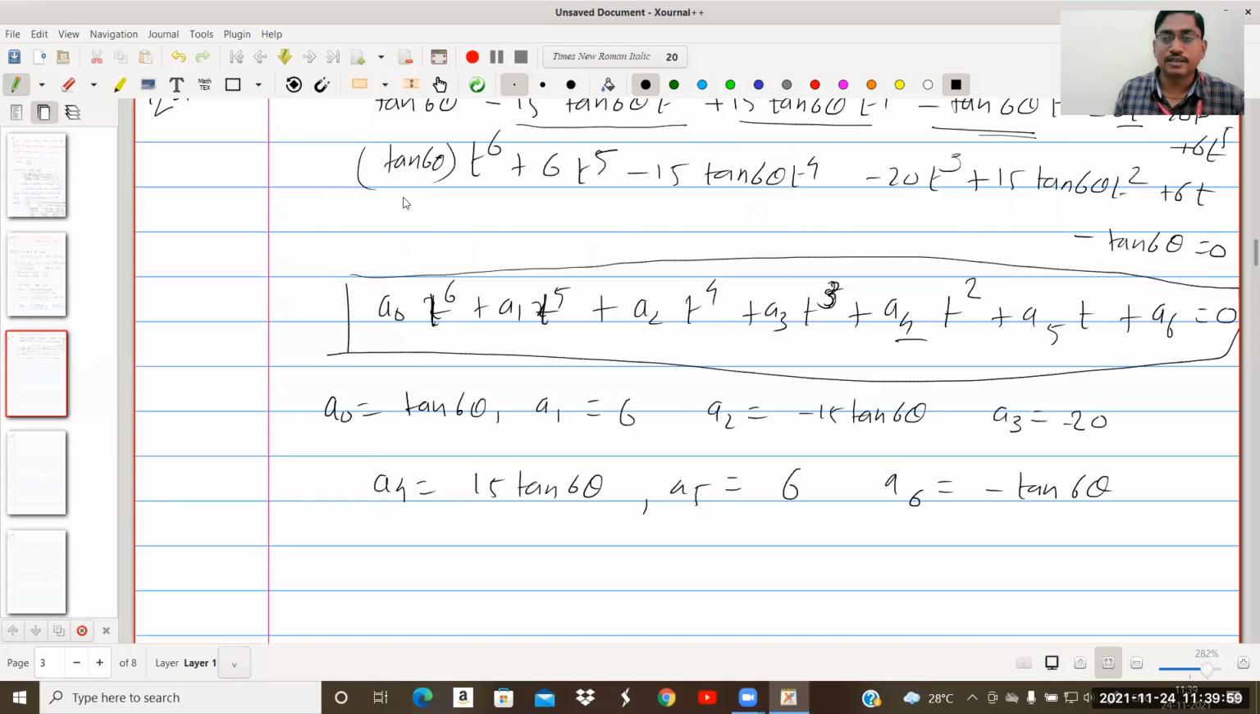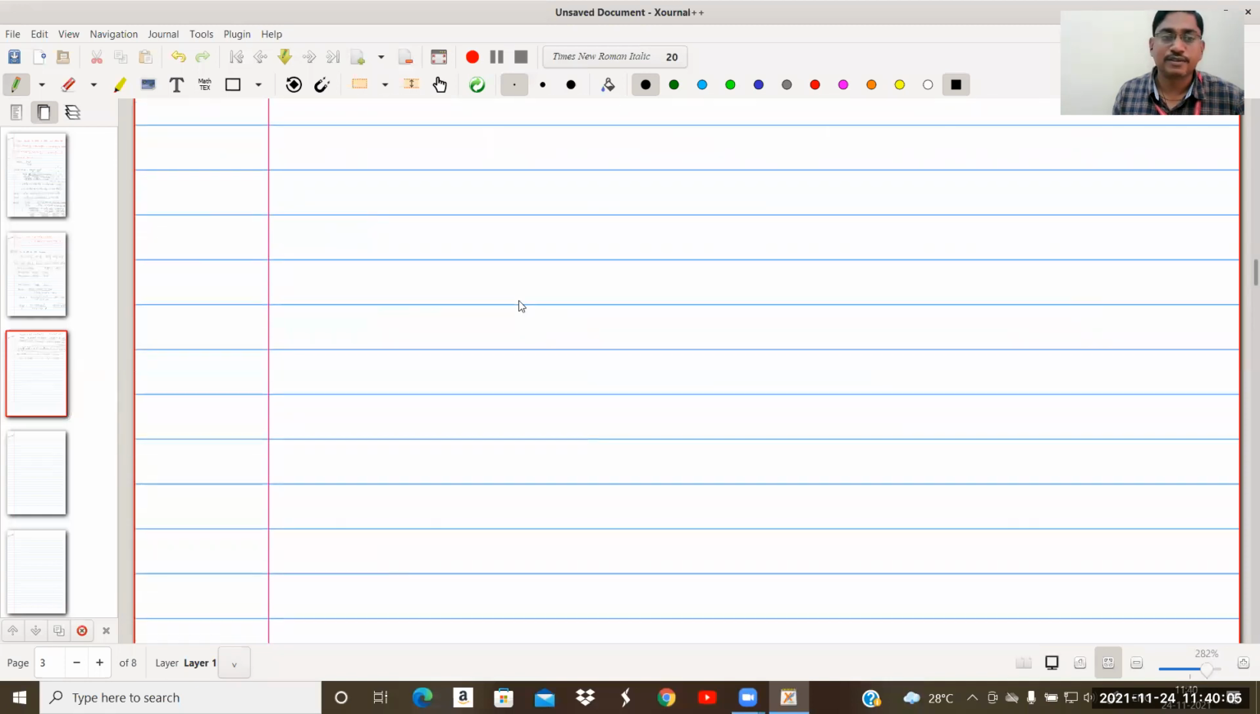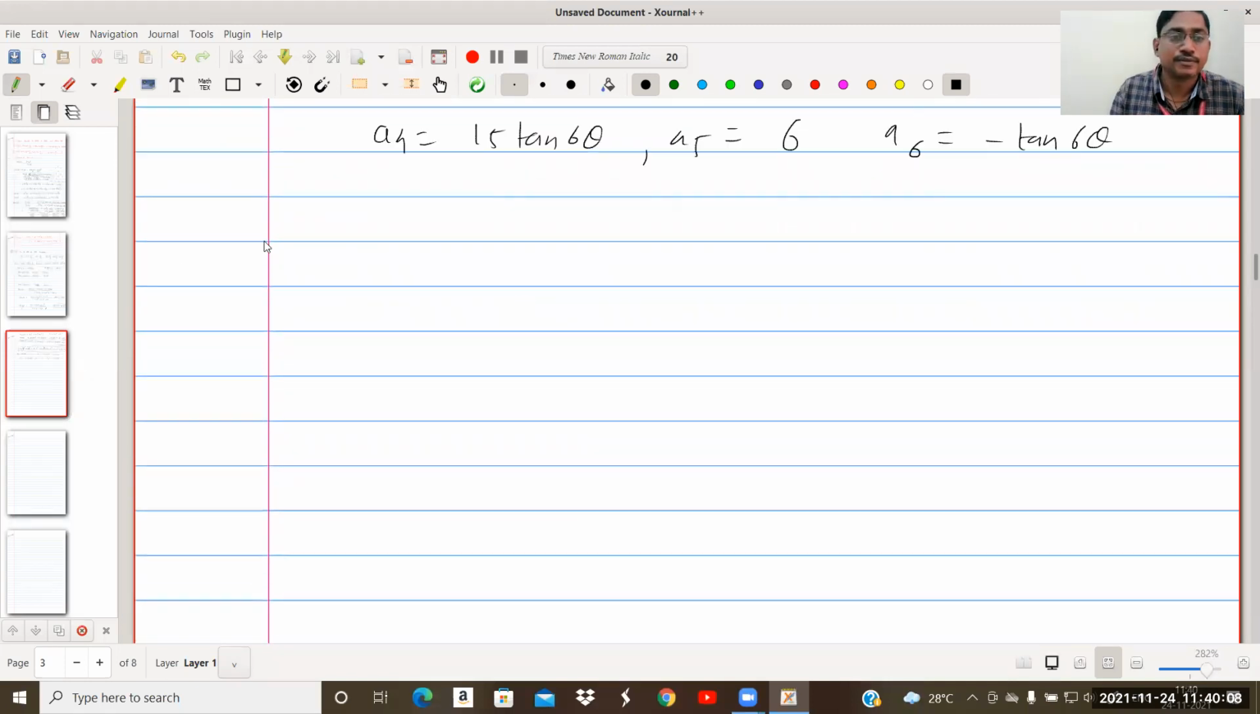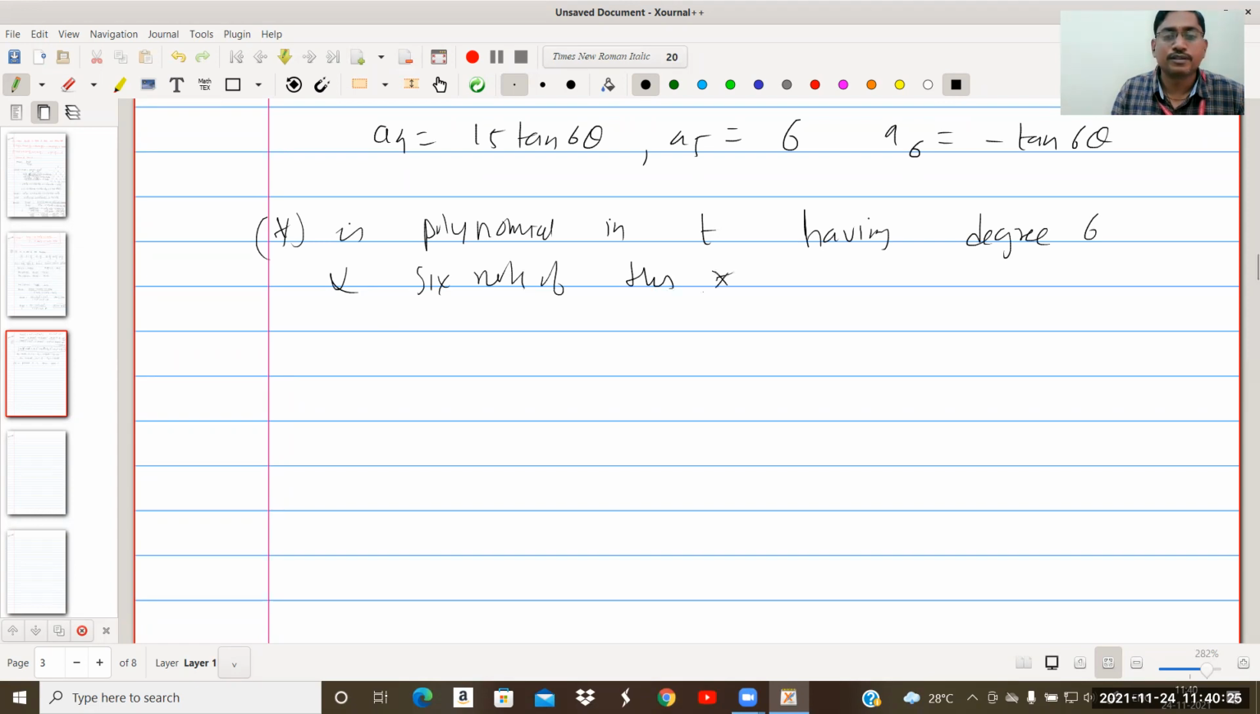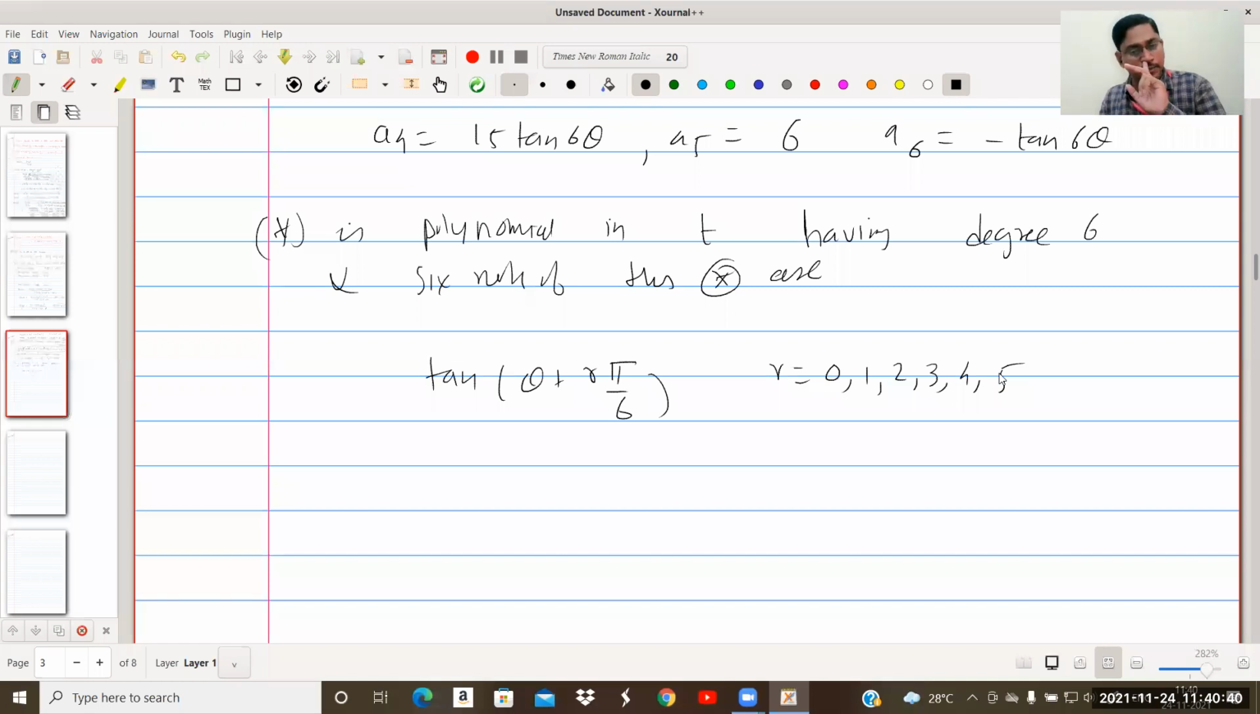So I am calling this the star equation. Star is a polynomial in the variable t having degree 6, and the 6 roots of this equation star are, just now we have written above, theta plus r pi by 6, so r is 0, r is 1, r is 2, r is 3, r is 4, r is 5. So these are the 6 values which give all those 6 roots.